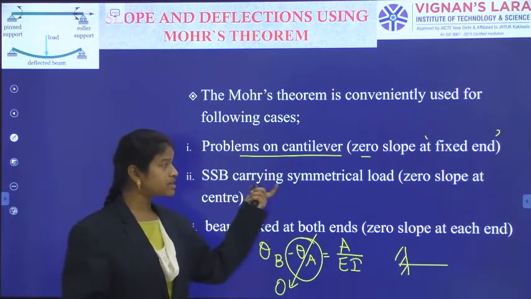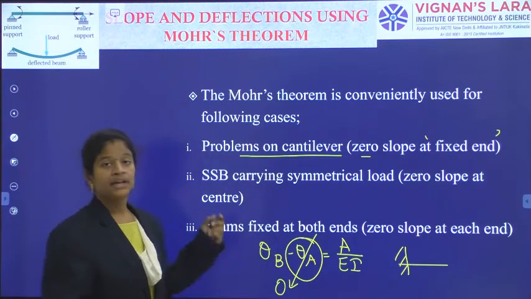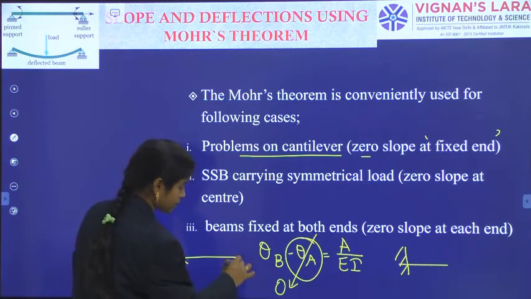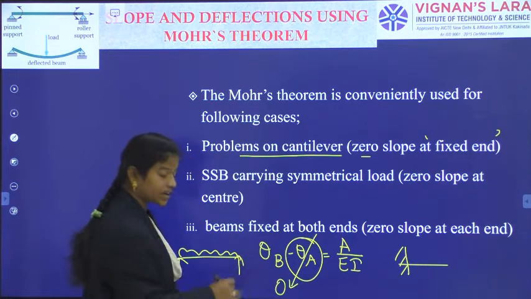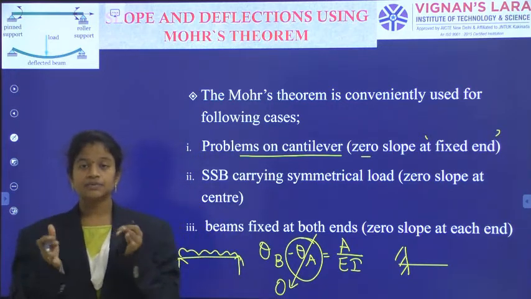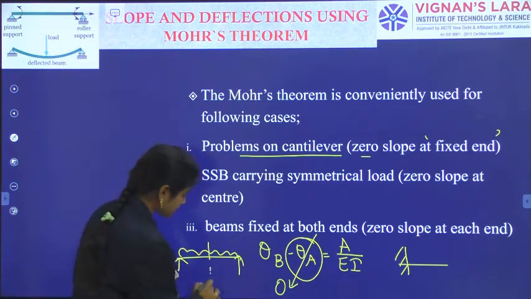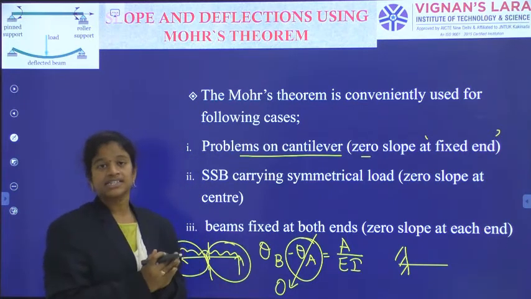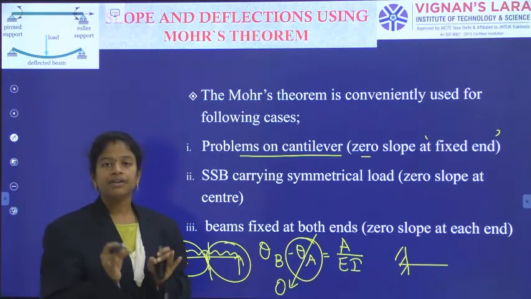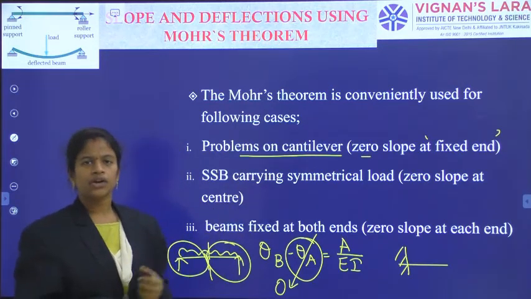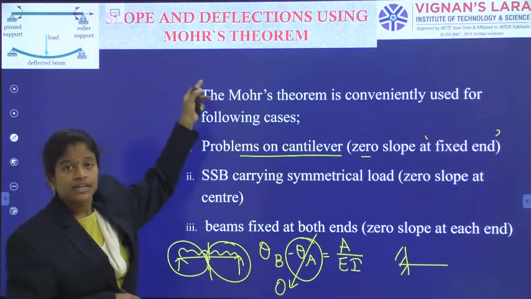Next thing, simply supported beam carrying symmetrical loadings. So the simply supported beam having either UDL over the entire length, or center point load, or UDL in the center span. So when you see the vertical section, the left segment should be the same as the right section. That we call symmetrical loading. So the simply supported beam with symmetrical loading also I can use for the Mohr's theorem.